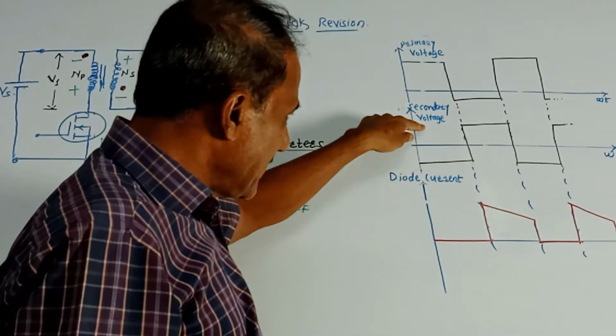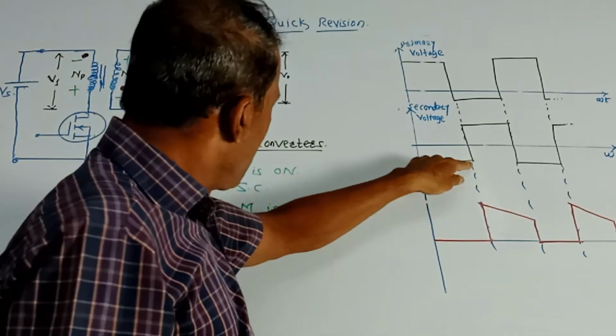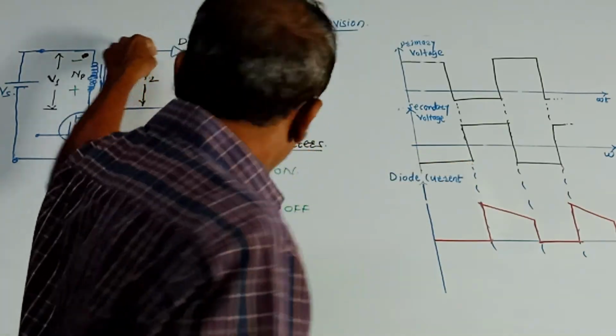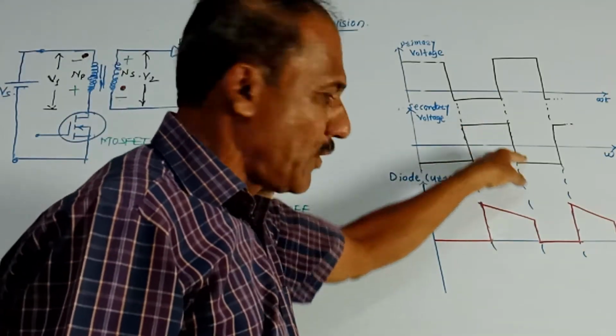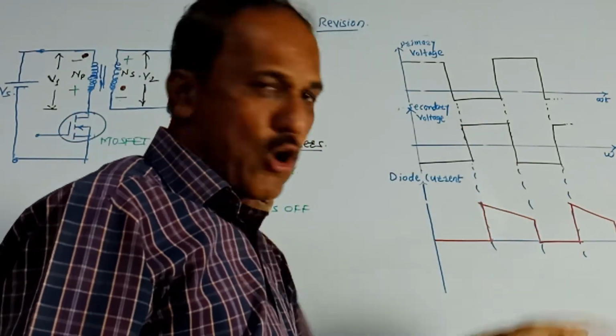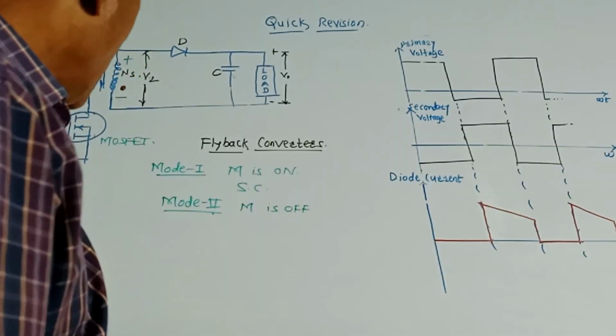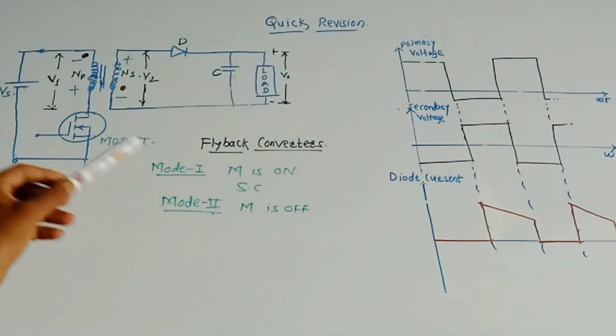The secondary voltage in mode 1 is negative because we have already discussed there was negative polarity at the upper side and positive at the lower side. So you are getting the waveform like this. This is the waveform of diode current. So this is about the circuit diagram and waveforms of flyback converter.